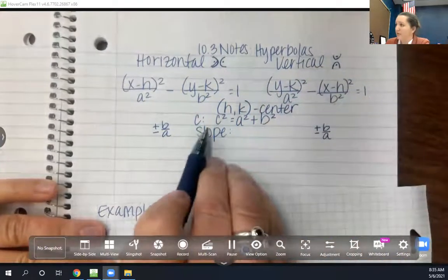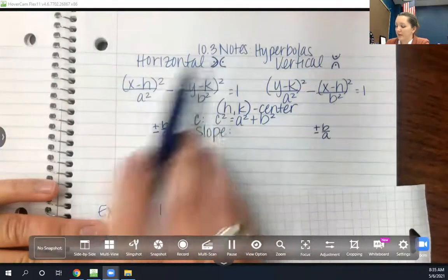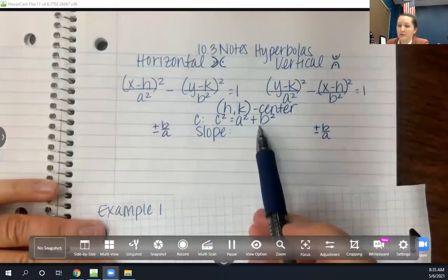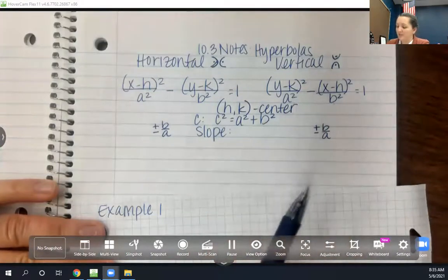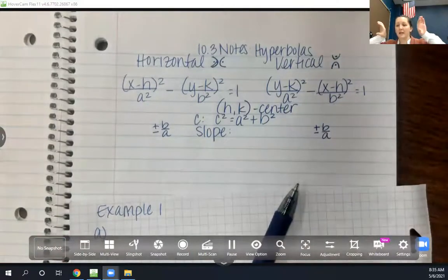And there's still a foci, and notice here that I've kind of dotted the foci there. It's actually going to be adding a squared plus b squared instead of subtracting like our ellipse. And think about that, because our foci is going to be on the other side of the vertices instead of on the inside like the ellipse.